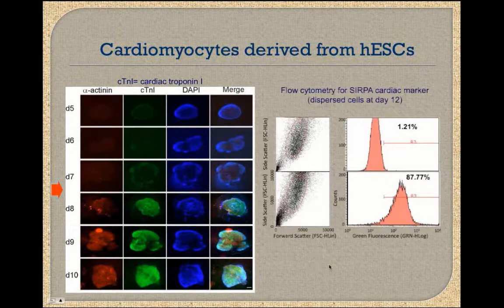We also did some flow cytometry to try to quantify what abundance of cardiomyocytes we would expect at the end of the differentiation process. The results were that at about 12 days, we expect about 90% of the cells in the beating embryoid bodies to actually be cardiomyocytes. Okay, so let's see what the Raman results are.